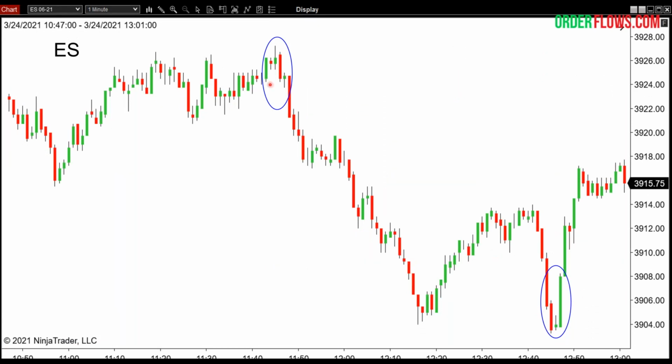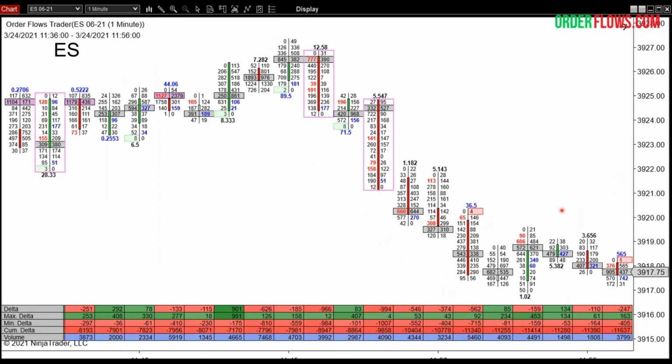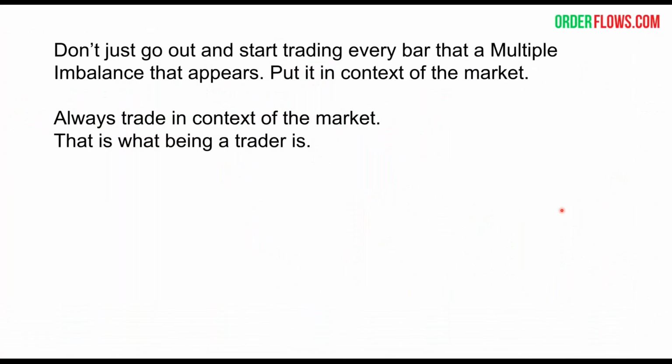Now, I'm not saying you'd sell up here and cover it down here. You'd sell it here, probably cover somewhere down in here. Then you see these multiple buying imbalances. You get it here, you can cover up here. I'm not saying you buy at the low, sell at the high, but there's chunks of market activity that you can get. So, just fair warning, don't just go out and start trading every bar that has multiple imbalances in it. Put them in context of the market.